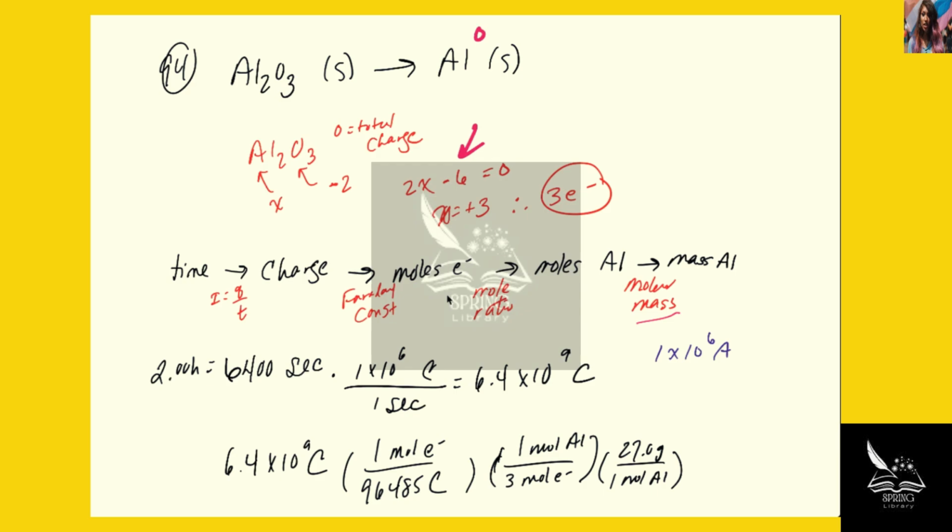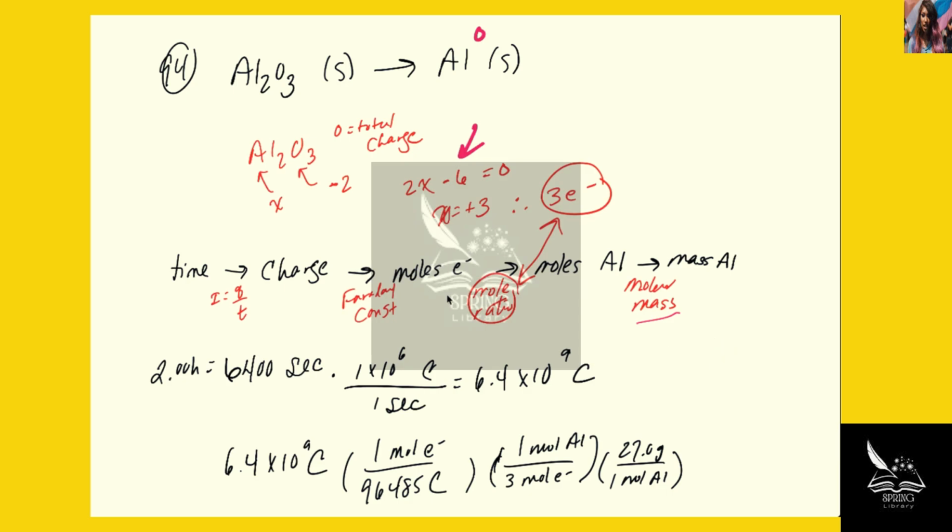So now that information is going to be really helpful. We're given time and current. We can use our equation current equals charge over time to give us the charge. We can use Faraday's constant to determine how many moles of electrons are needed to produce that charge. We can use the mole ratio, which is where this 3 comes in, to determine the moles of aluminum that could be reduced given that amount of electrons. And then we can use the molar mass of aluminum to determine what that mass is.